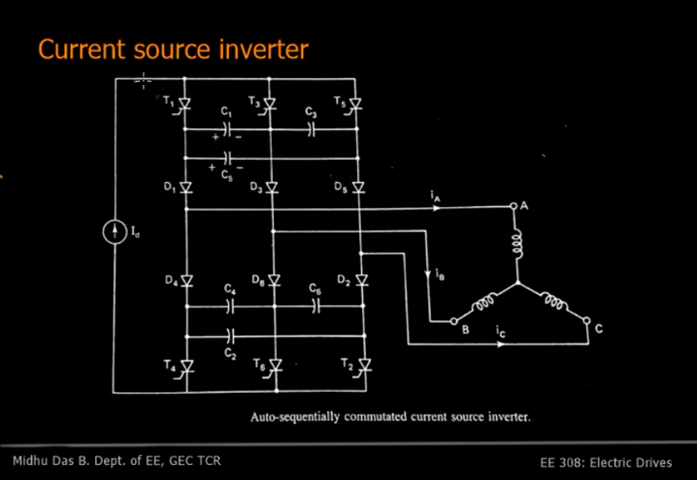A DC current is fed and we are going to change this DC current into an AC current at a particular frequency. The frequency is determined by turning on and turning off of these thyristors, the duration of the thyristor turn on and turn off, and the magnitude of the current that is given to the machine can be adjusted by varying the magnitude of the current source.